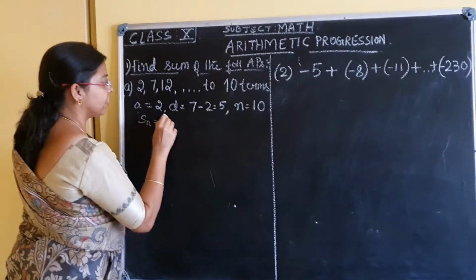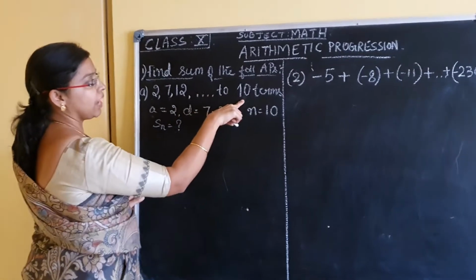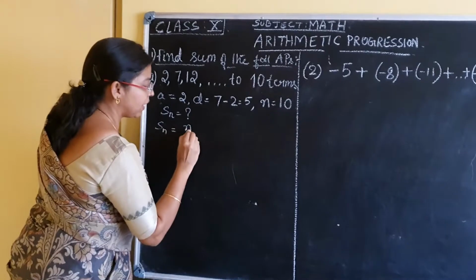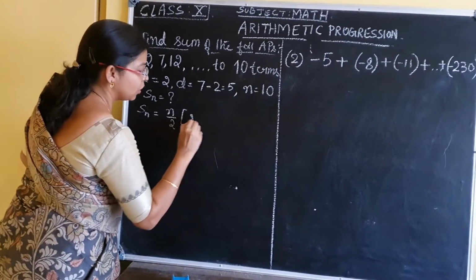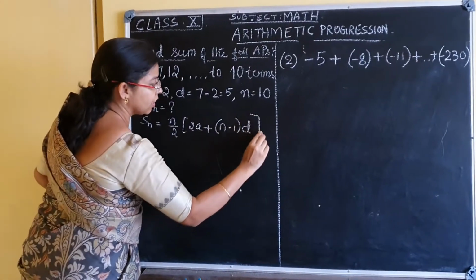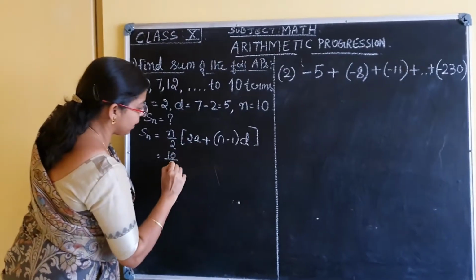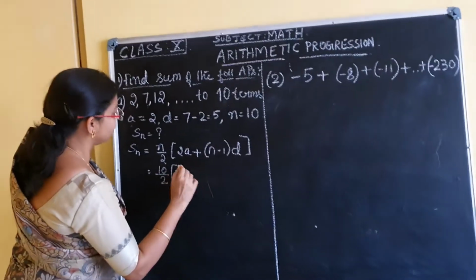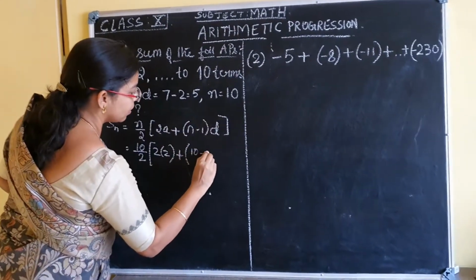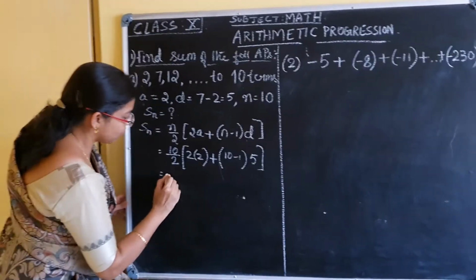Sn, the sum of these terms up to 10 terms. So Sn is given by n by 2, 2a plus n minus 1 into d. Substitute these values, that is n is 10, 10 by 2, 2 into a is 2, plus 10 minus 1, and d is 5. Substitute and simplify the answer.